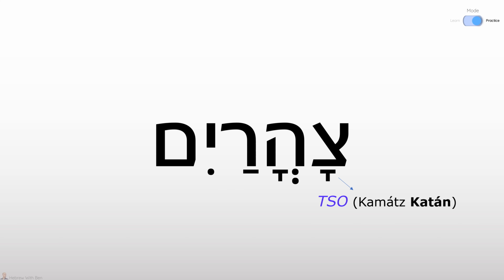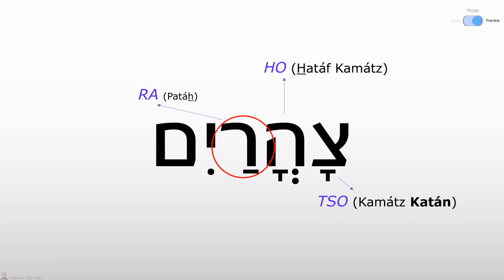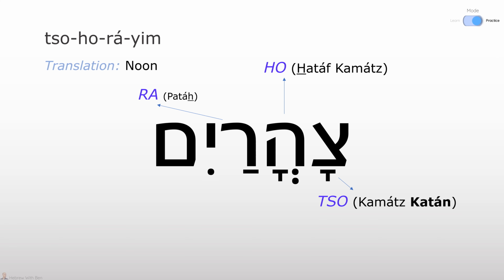Let's continue. Next we have Chataf Kamatz on the letter He. As I just said, it will add the sound of O to the letter, creating the syllable Ho. Lastly, we have the letter Resh with the Nikud Patach that sounds like Ra. The word is Tzohoraim. The last syllable in the word is Yim.